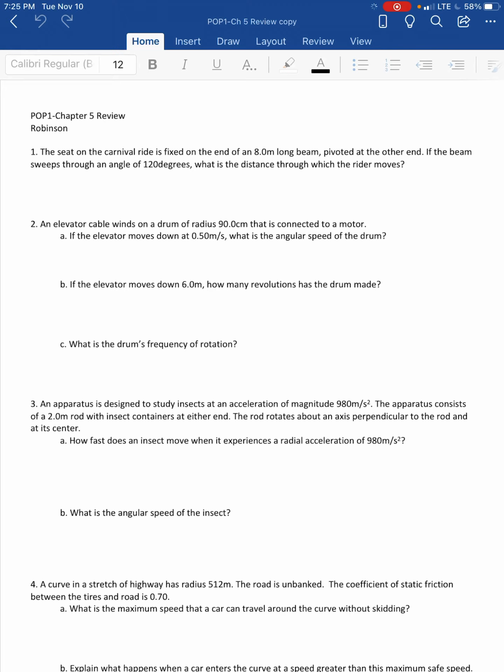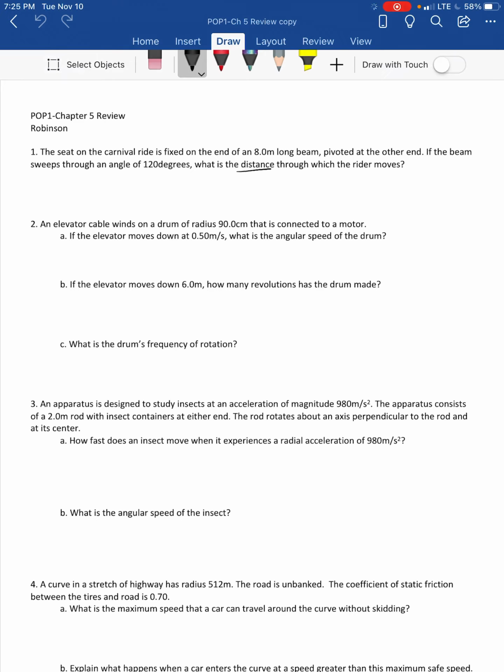All right, so this first question says that the seat on the carnival ride is fixed on the end of an 8-meter long beam, pivoted at the other end. If the beam sweeps through an angle of 120 degrees, what's the distance through which the rider moves? So what is it wanting us to find? It's wanting us to find distance. When it says specifically distance, then it's wanting us to find x, like linear distance. And it actually gave us circular or rotational distance when it gave us the degree. So theta is 120 degrees.